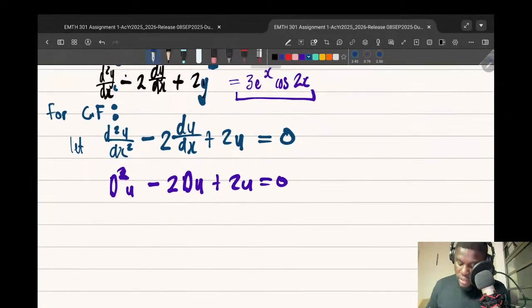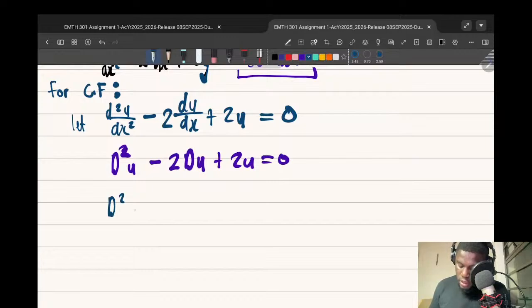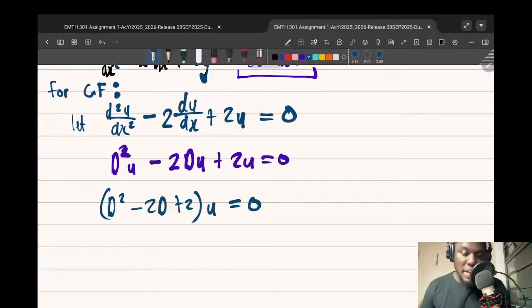Then what we do, we factor out d, so it's going to be d squared minus 2d plus 2, and this of u is equal to 0. So we have the d operator form. It's the same thing we did, but only that here we are doing it for u. And when we do it for u, we have the first part, the complementary function.